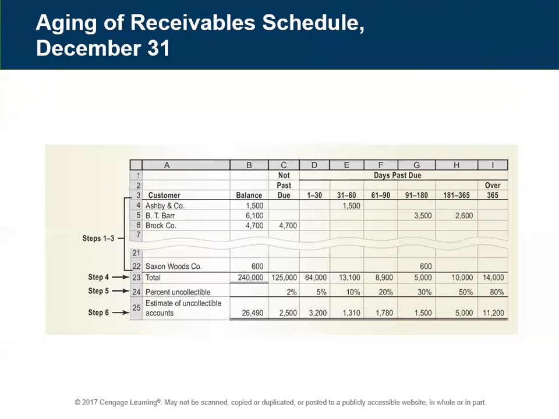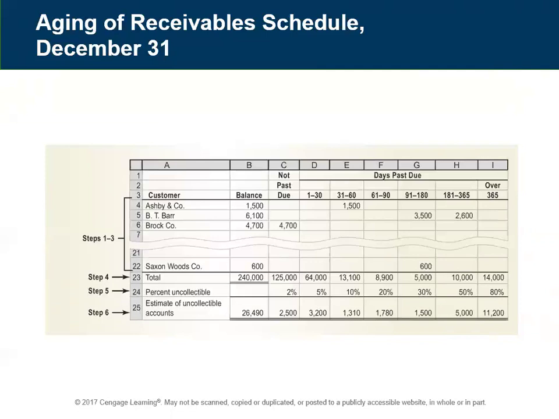Step 5, and they're going to give you these percentages. They're going to have some kind of historical data and, you know, all that industry average. They're going to come up with how much of each category is uncollectible. And if you start out on the right, we're going to assume that anything that's over a year past due is 80% uncollectible. It's pretty much a guarantee we're not going to see that. Okay, so then they just take 14,000 times 80% to get 11,200. That's some of our uncollectible accounts. And then we just do that for each category.